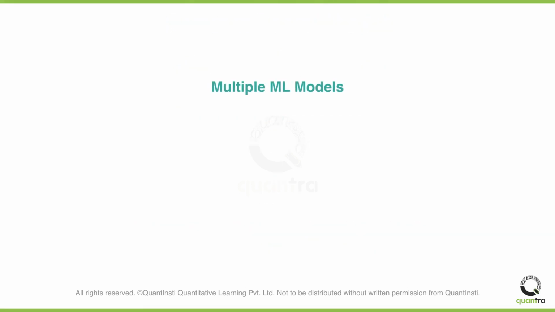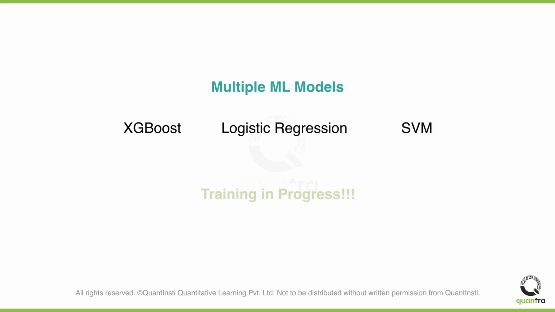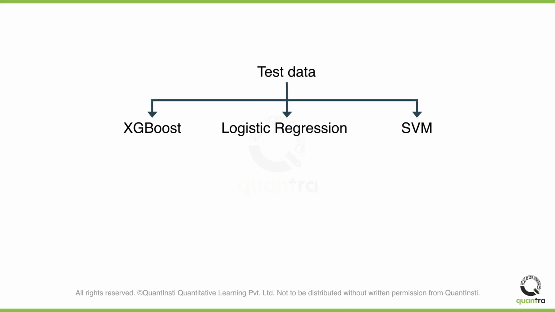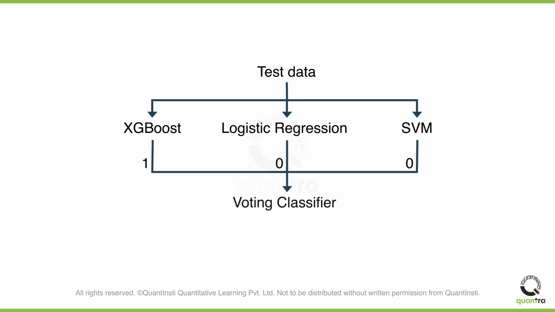Instead of using just the decision trees, you can use XGBoost, logistic regression, and SVM models, which will be trained on the trained data. Once the models are trained, you will pass the test data to the models. The models will predict the output, and the voting classifier will aggregate the outputs.